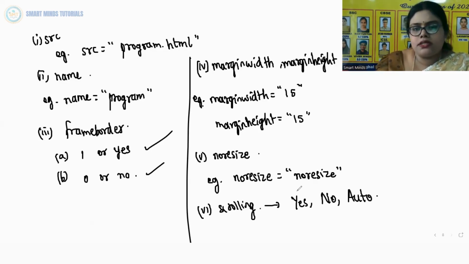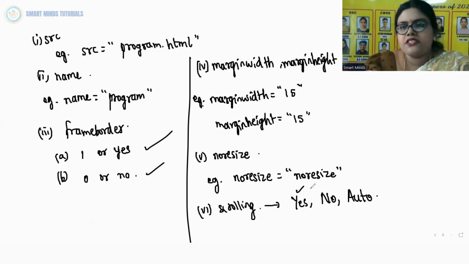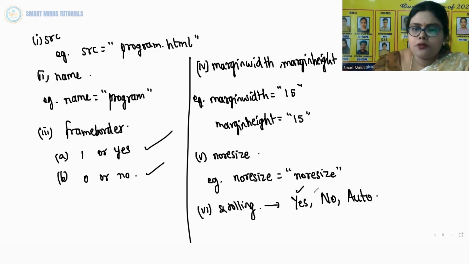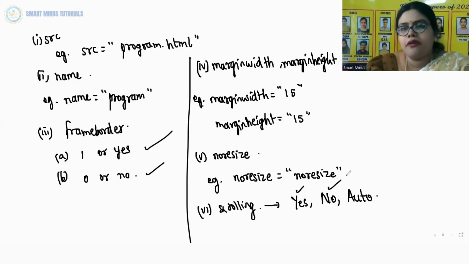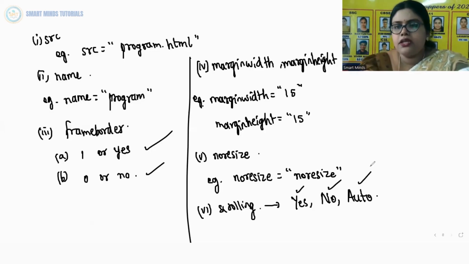So what does this yes do? Yes specifies that the frame should always have a scroll bar. No specifies that the frame should never have the scroll bar. And auto specifies that the browser can automatically create the scrolling bar if the content of the frame does not fit in the size of the frame.